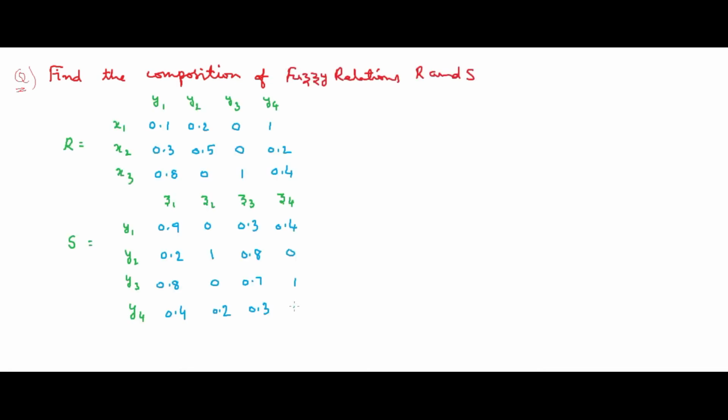Yeah, so these are the things available with us. So we need to find the composition between R and S. We have the max-min method and the max-average method. We look into these two methods now, starting with the max-min method. This is just like matrix multiplication. That means we have to see row-wise in this matrix and column-wise in this matrix.